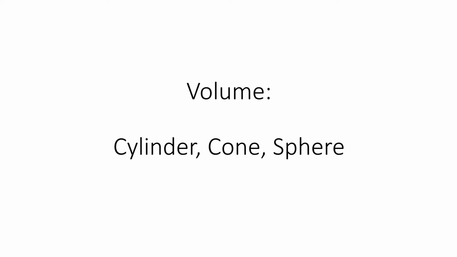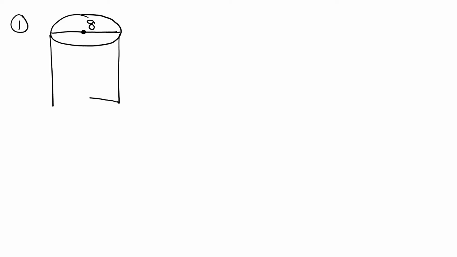This video is over volume of cylinders, cones, and spheres. For number 1, we have a cylinder with a diameter of 8, and it has a height of 12. We're going to first take half of our diameter because we want the radius. Half of 8 is 4.